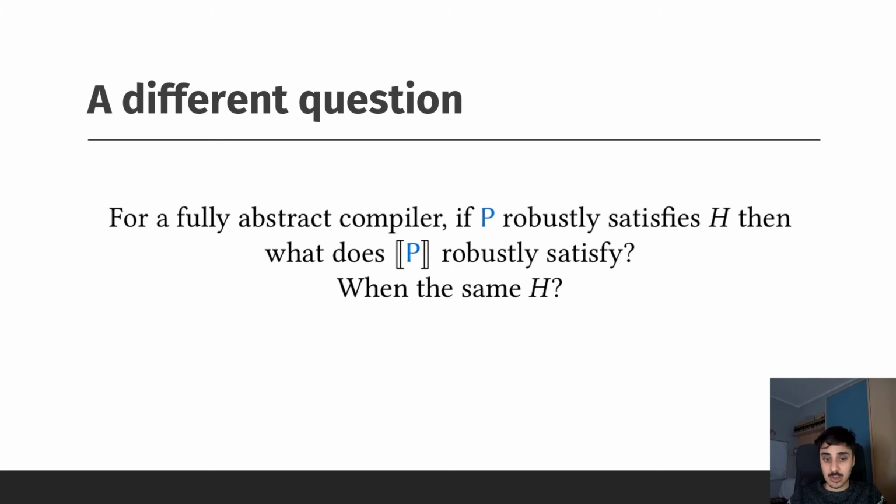The question we try to answer is, given a fully abstract compiler and a program P that robustly satisfies a hyperproperty H, what is the hyperproperty that is robustly satisfied by the compiled program P? Moreover, under which conditions does the hyperproperty that the compiled program satisfies coincide with the original hyperproperty? In fact, in the latter case, a fully abstract compiler is also a robust compiler.